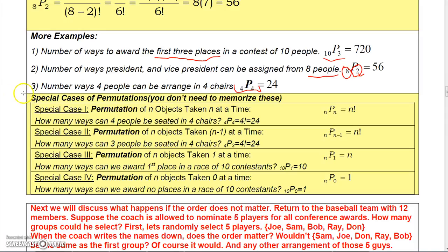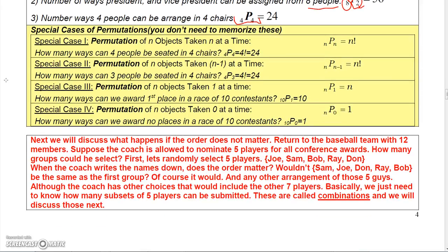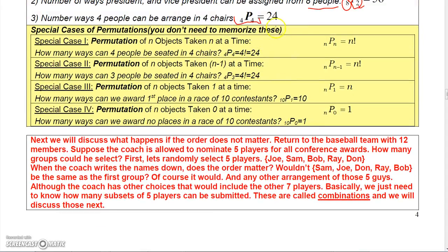Go ahead and read these special cases, but they're not something you need to memorize. In my class, I just tell the students that it's interesting to consider special cases. This one we already talked about: nPn is always n factorial.